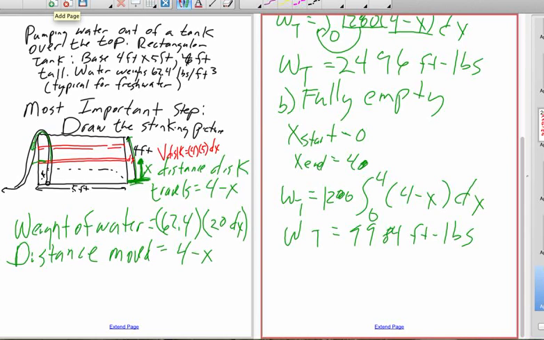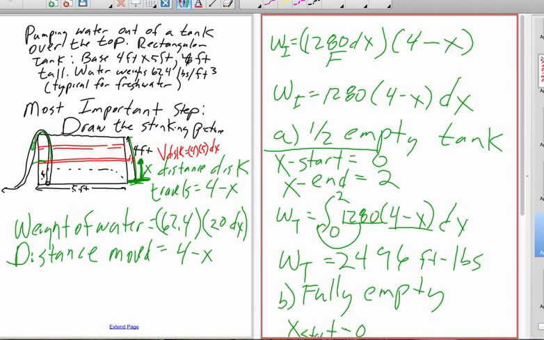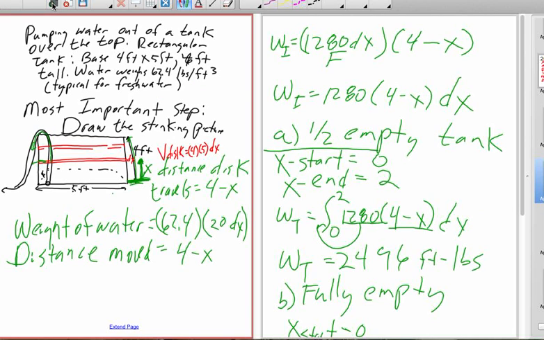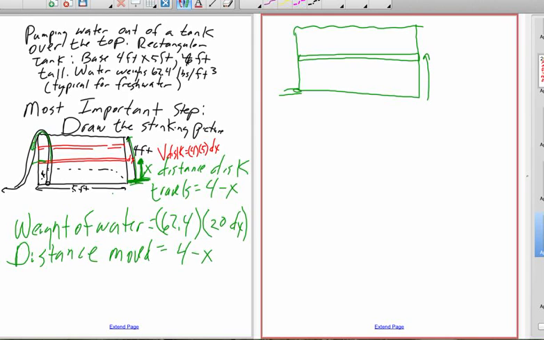Okay, so now let's take our same basic problem. I'm going to show you why it makes a difference. And now instead of emptying from the top, we're going to empty it from the bottom. All right, we've got the same basic idea up here. We've still got our little disk, which is going to be a distance x up.